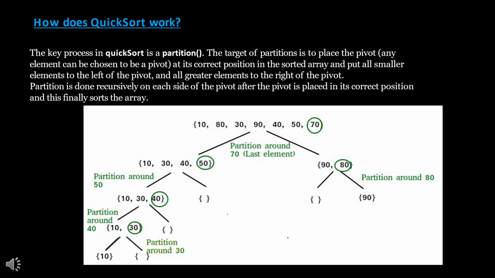As shown in the diagram, in the first step, 70 is chosen as the pivot. The array is partitioned around 70, and then smaller pivots like 50, 40, and so on are used in subsequent steps. The process continues until all elements are sorted.